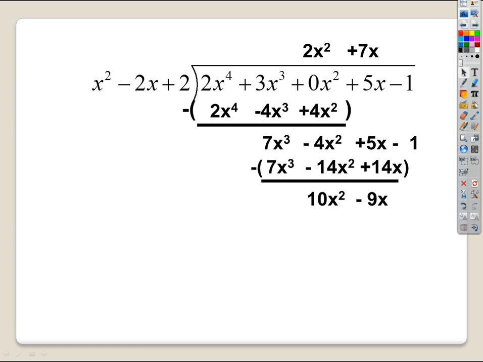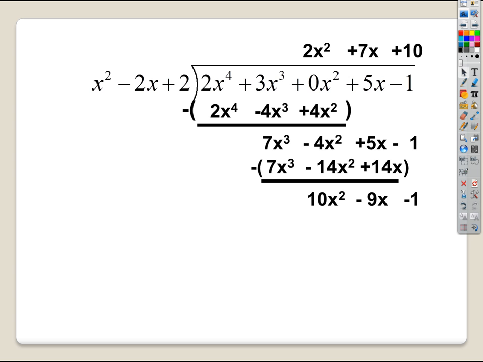Next, what do I do? But first you've got to bring that negative 1 down. And now I divide again. This is an easy one. x squared times what is 10x squared? What do I have to multiply x squared by to get 10x squared? 10, sure.